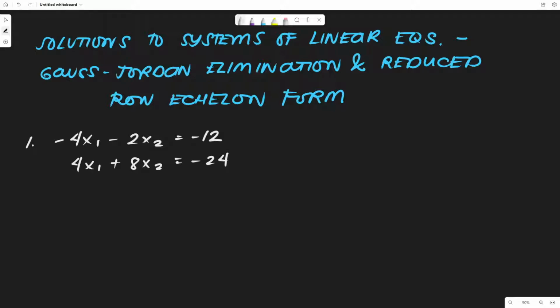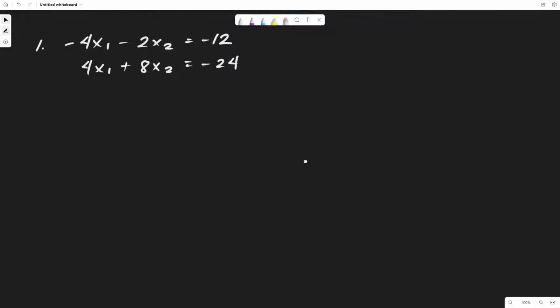Unless, of course, pag in-specify ng professor ninyo or ng instructor ninyo na ganito yung gagamitin, then you have no choice but to use it. But if hindi naman, then you can use kung ano yung pinaka madali para sa inyo. So that is the purpose why I introduce the different methods in solving systems of linear equations. So dito muna tayo.